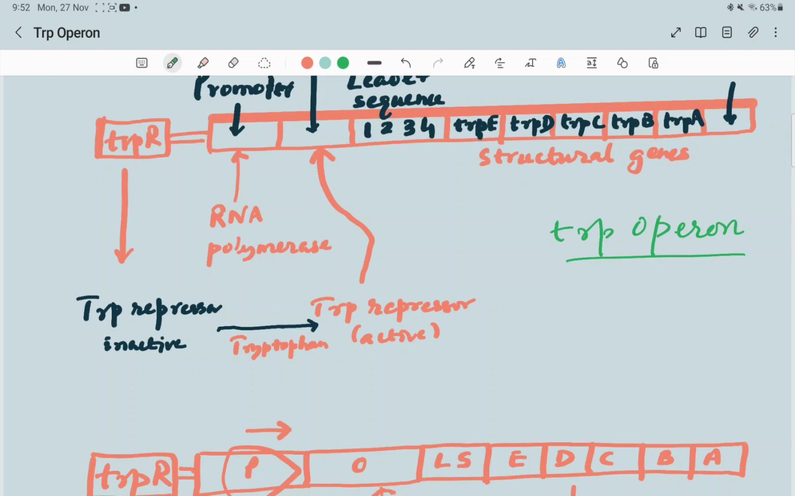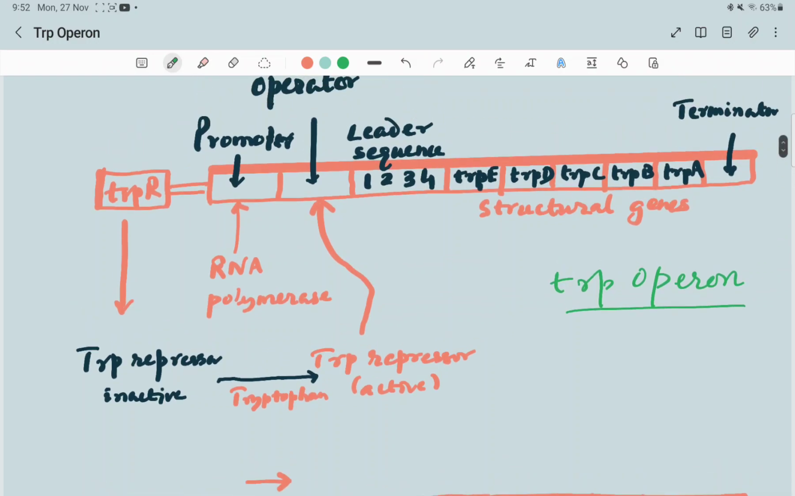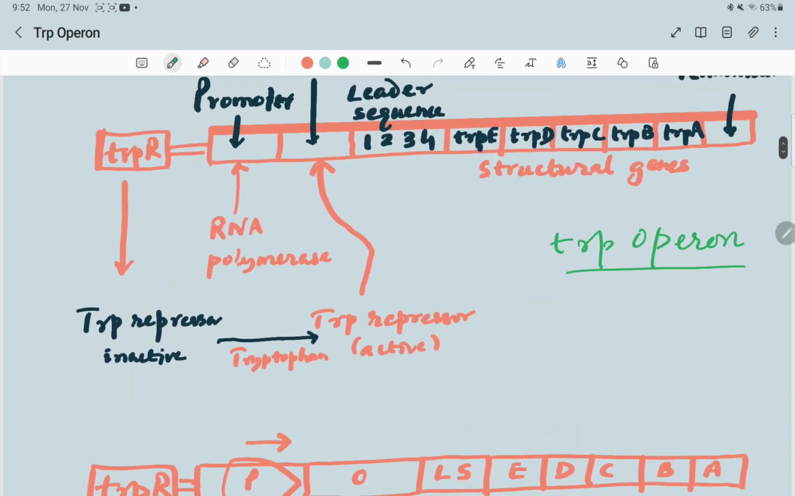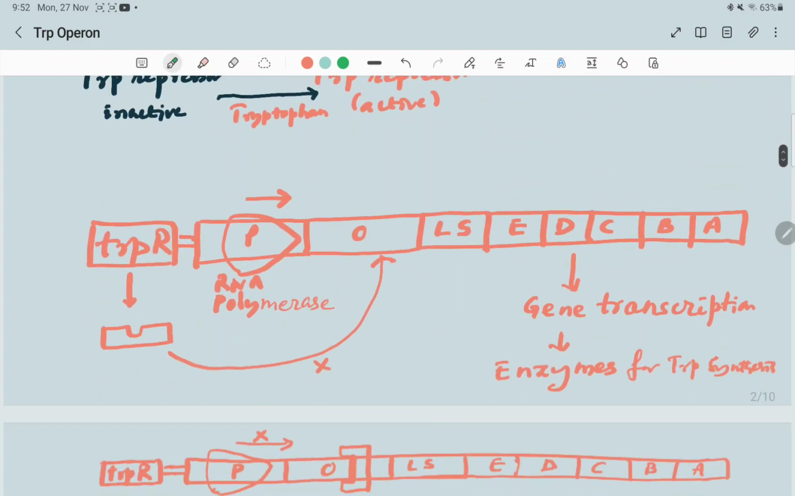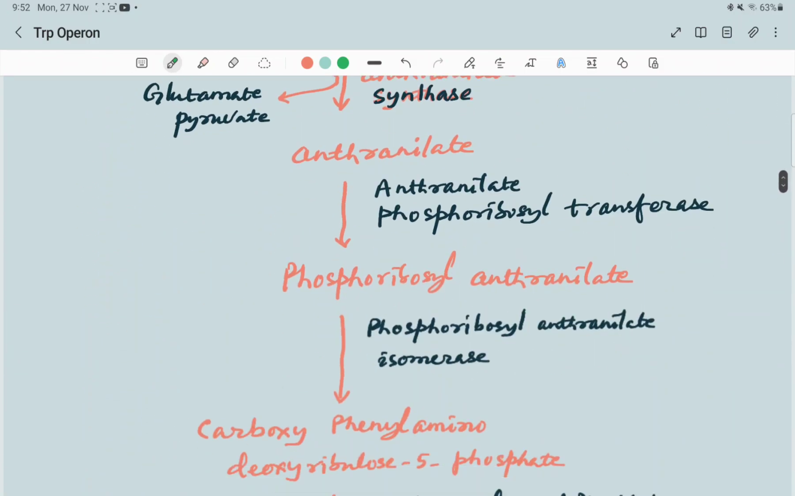To the promoter RNA polymerase binds, and to the operator this TRP repressor protein binds. But the TRP repressor protein which is produced from the TRPR gene is usually inactive, and it becomes active in the presence of tryptophan. So tryptophan activates this TRP repressor, and in this way this TRP repressor protein regulates the tryptophan synthesis.